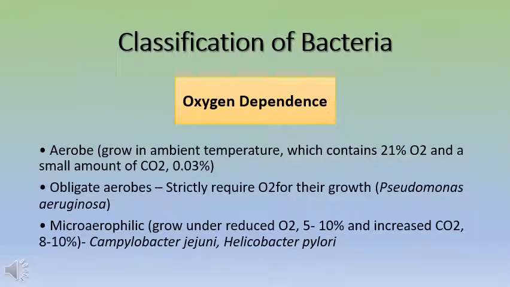On the basis of oxygen requirements, we can say bacteria can be aerobes. What are aerobic bacteria? Those bacteria which can grow in the presence of oxygen. Obligate aerobes need a strict requirement of oxygen. Aerobic bacteria can survive in the presence of oxygen, but obligate aerobes are those bacteria which are only oxygen dependent.